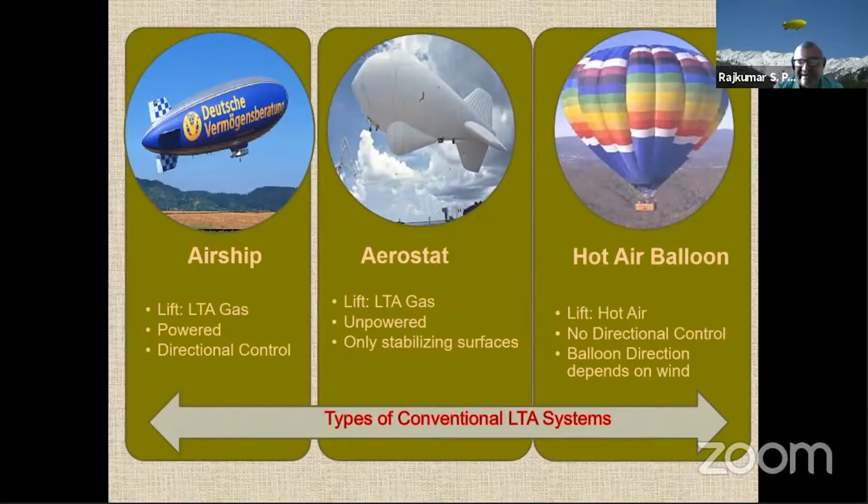So you can see, for example, that a hot air balloon basically just works on hot air to get buoyancy. It has no directional control. It just goes where the wind takes it. The aerostat has a cable which is attached from the envelope to the ground control station. It is unpowered. It only has stabilizing surfaces. But on the extreme left is the airship, which is powered as well as it has directional control.